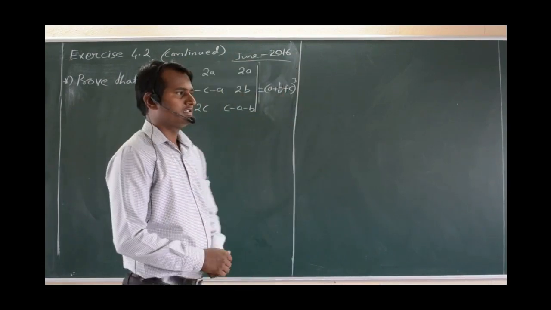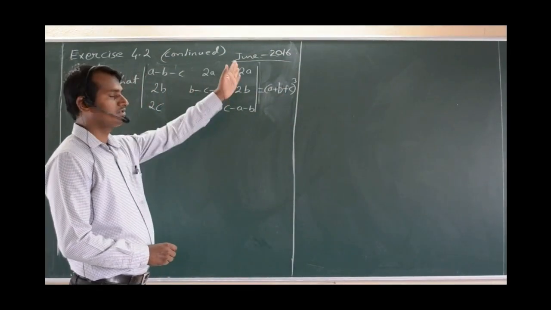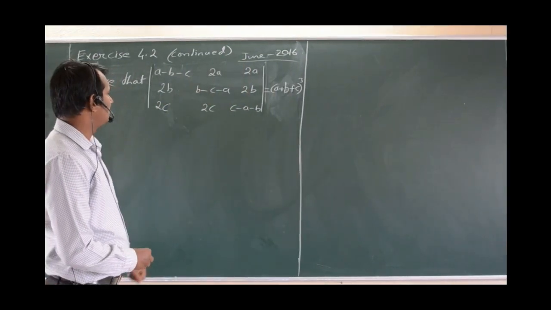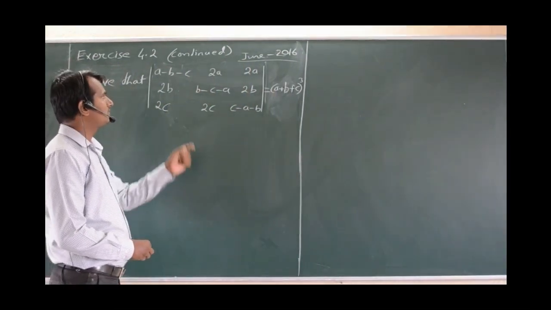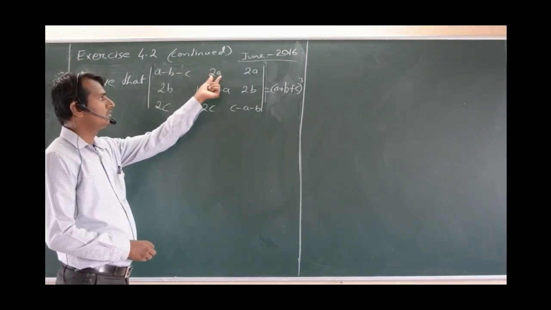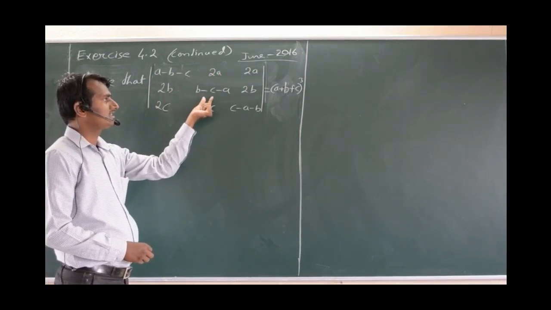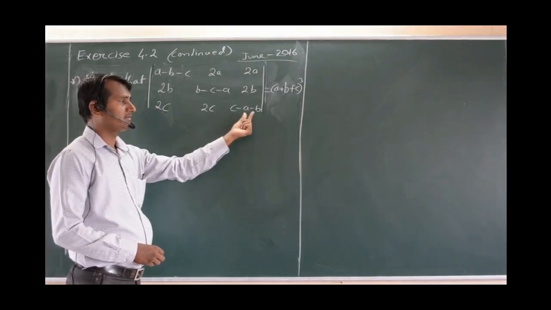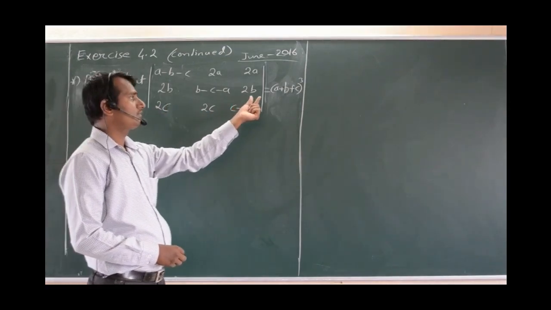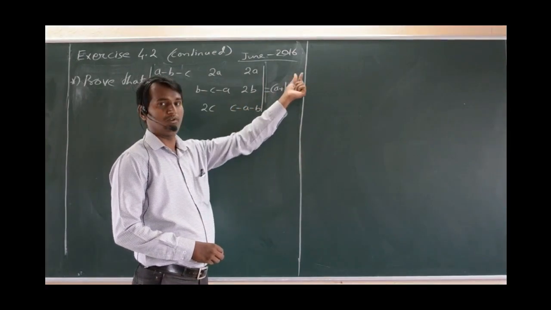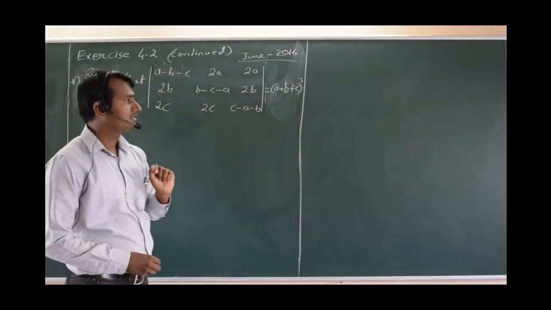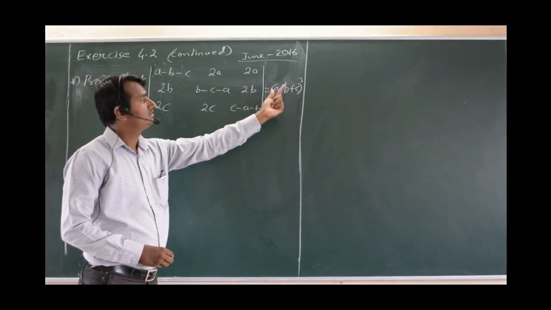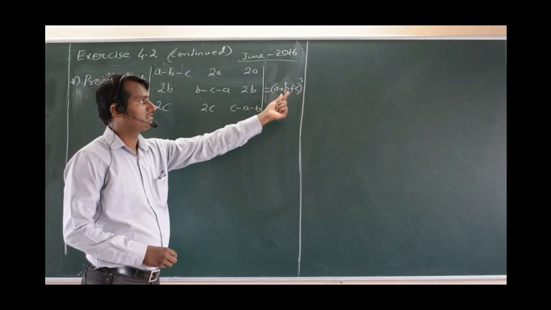Dear friends, this problem was asked in June 2016, the supplementary paper, for 4 marks. What do we require to prove here? We require to prove that the determinant with rows (a minus b minus c, 2a, 2a), (2b, b minus c minus a, 2b), (2c, 2c, c minus a minus b) equals a plus b plus c whole cube. That is what we have to keep in mind.